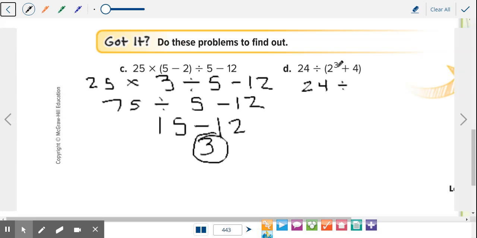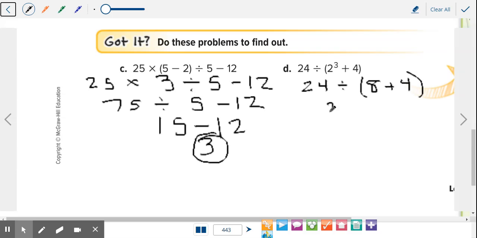Well, since we have exponents in the parentheses, we got to start with that. So what's 2 cubed? 8. Remember, that's 2 times 2 times 2. So then we have 8 plus 4 in parentheses. So we're still not done with parentheses.